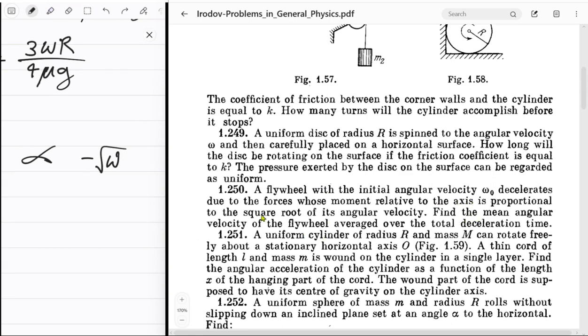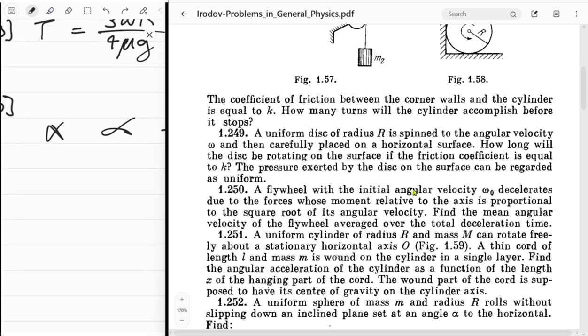Find the mean angular velocity of the flywheel averaged over the total deceleration time. All right, okay. The mean angular velocity. You just want the theta basically, right? I understand this fine. And you also want the time when it actually stops. Is there some easy way to get this without actually going through all of this? It means just a simple calculation, right?